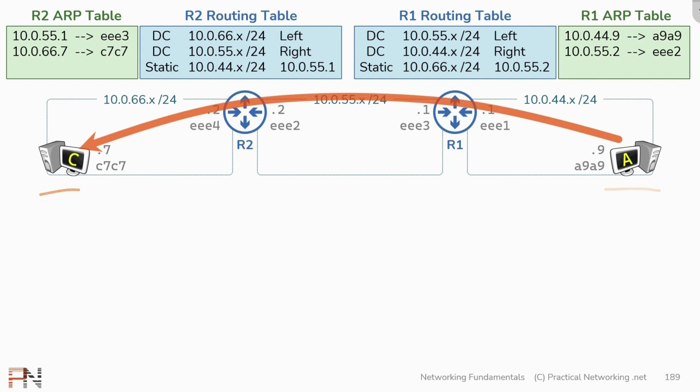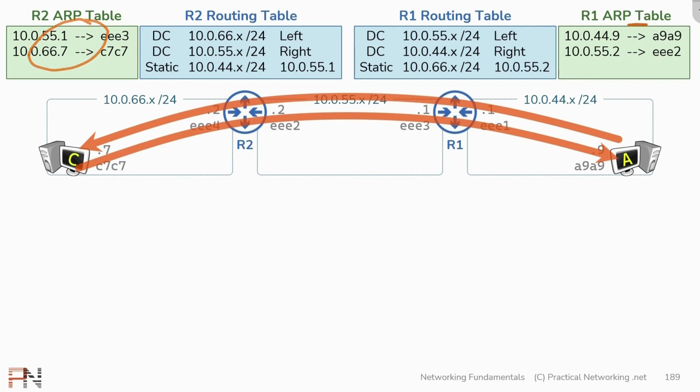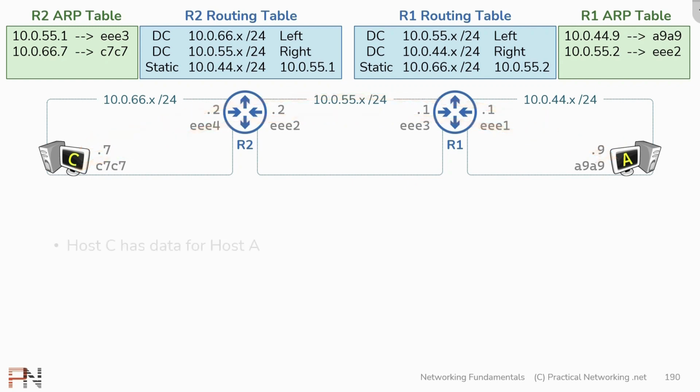Next, I'm going to show you what needs to happen in order to get a response from host C back to host A. But you'll notice the way back will go much quicker because all of the necessary ARP entries have already been populated. Just like before, it's going to start with host C having some data to go to host A. Now these routers aren't going to know that this is actually response data. From the perspective of these routers, this is just a bunch of ones and zeros.